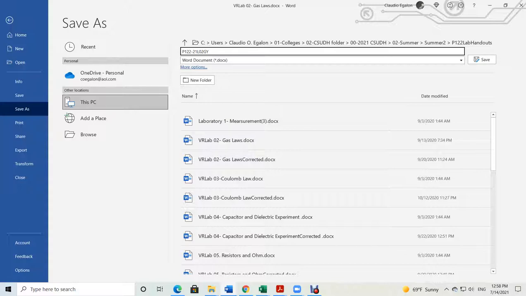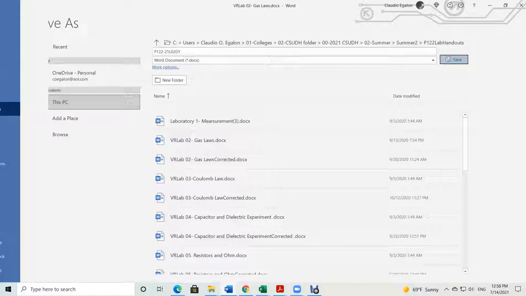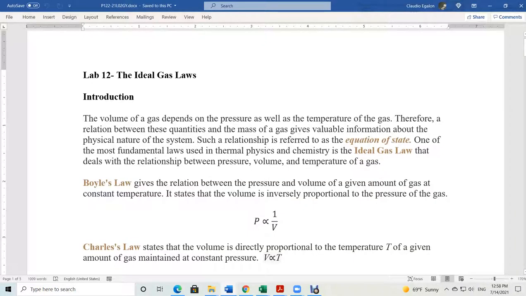Put your group number, then save the document in your hard drive. Lab 02 is gas law. Save it this way. Don't change anything. Don't do anything different. I like to have everything uniform in my hard drive because I'm going to download that to my hard drive and keep it as a permanent record once you submit. Okay?